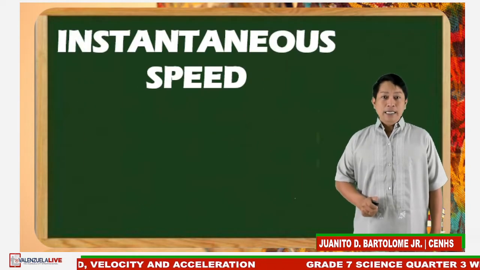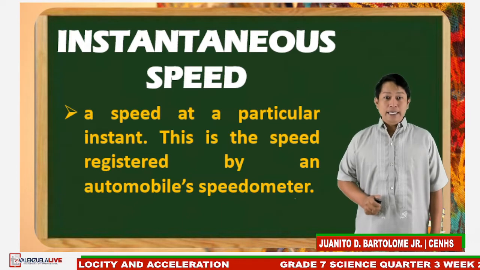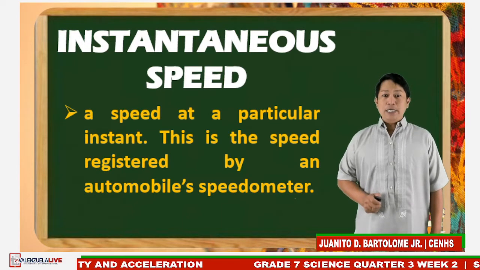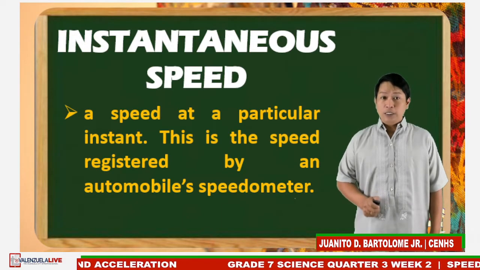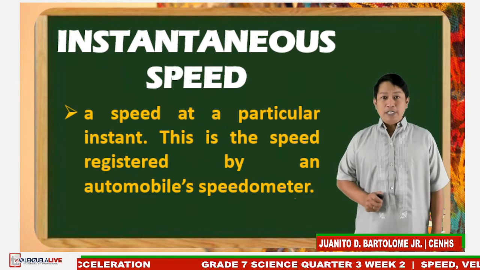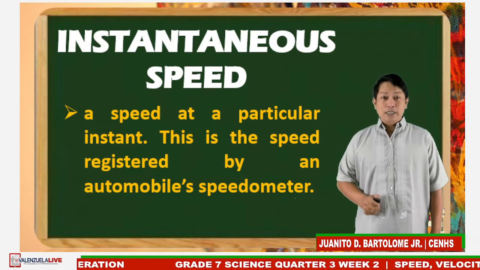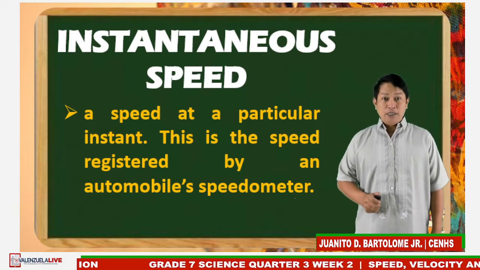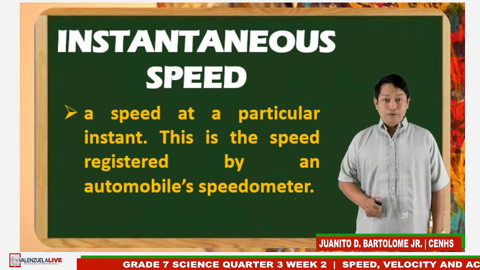Instantaneous speed is a speed at a particular instant. This is the speed registered by an automobile's speedometer. Most of the vehicles cannot maintain a constant speed, but drivers can monitor how fast they are moving.